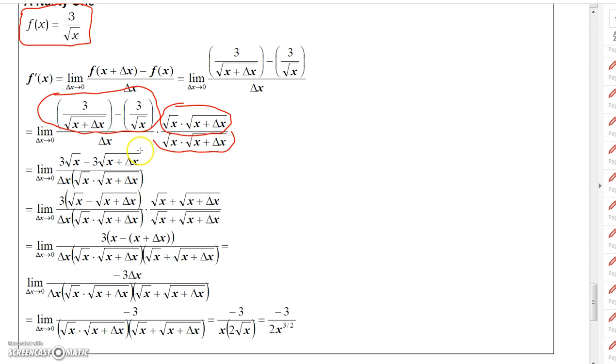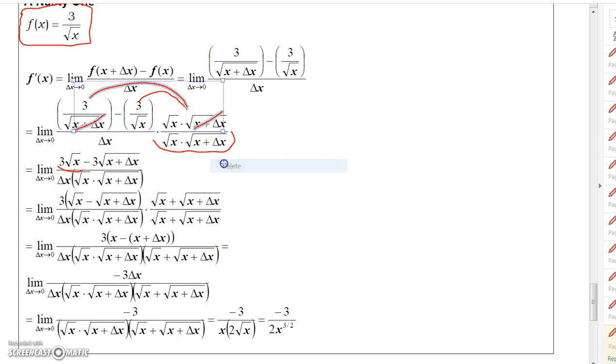Now on top, when I multiply this on top, let me just show you here's what's going to happen. When you multiply this term by this product, the square root of x plus delta x cancels, and you just get 3 square root of x, which I have right there. And then when you multiply this term by that, well, this time the square root of x cancels, and you get minus 3 times the square root of x plus delta x.